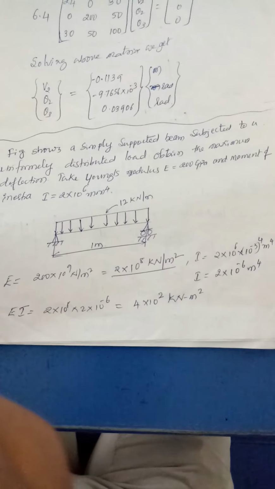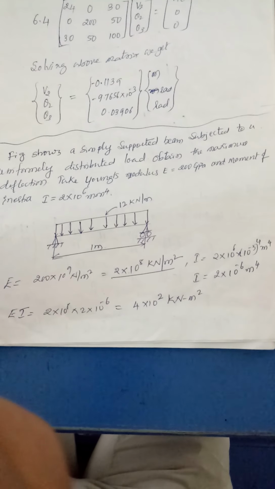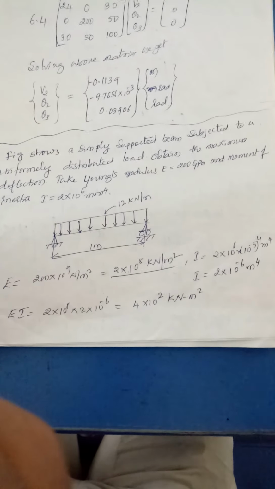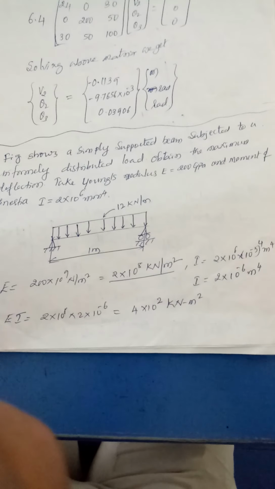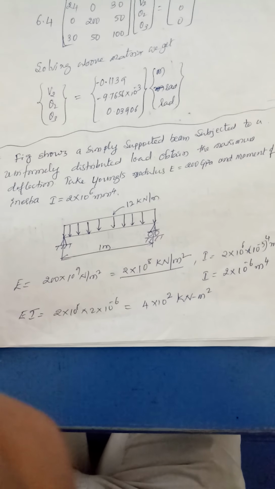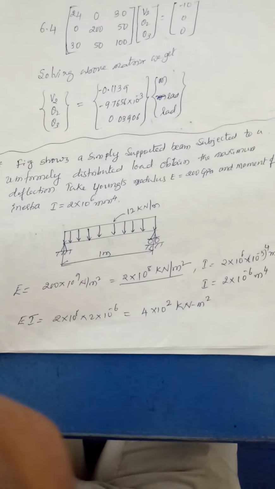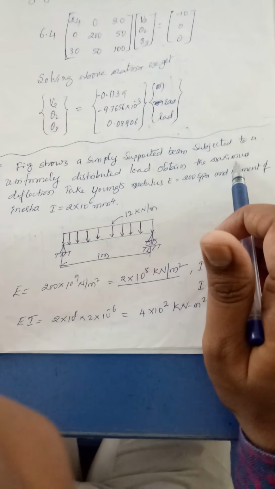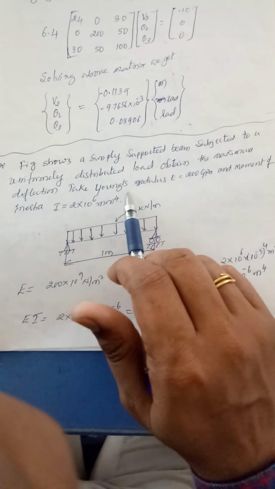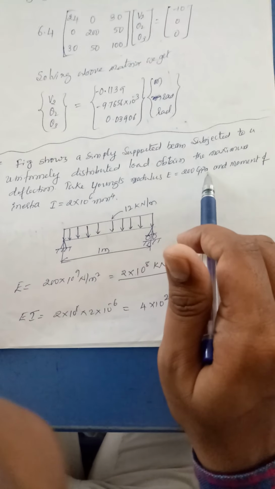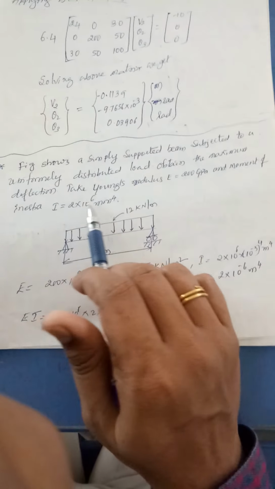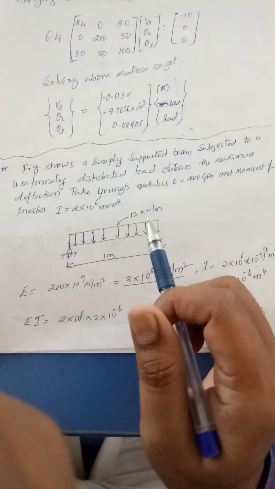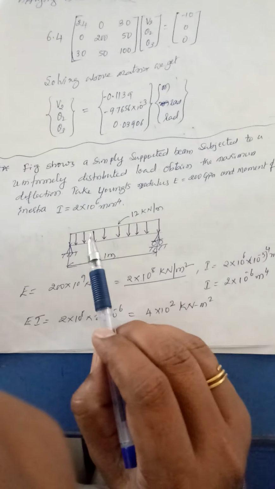Consider the figure, which shows a simply supported beam subjected to a uniformly distributed load. Obtain the maximum deflection. Take Young's modulus E equal to 200 GPa and moment of inertia as 2 into 10 to the power 6 mm raised to 4.